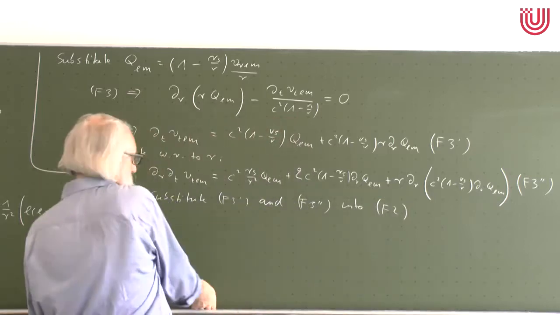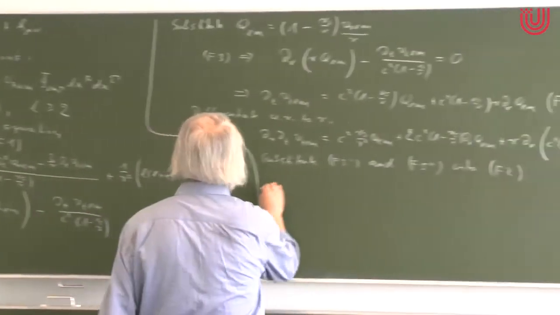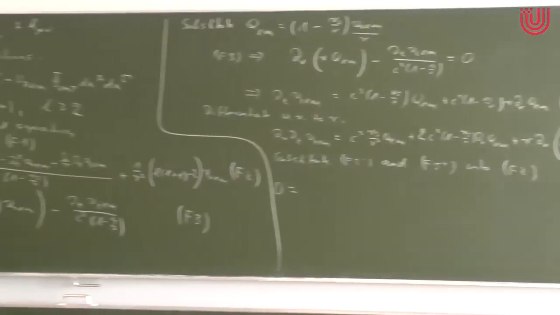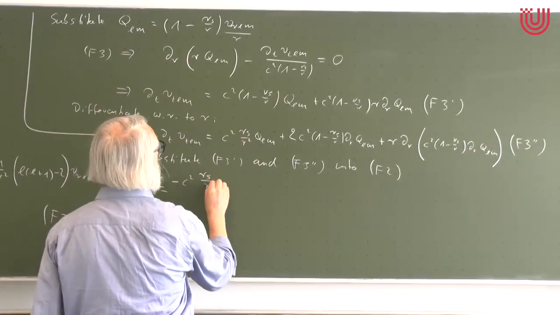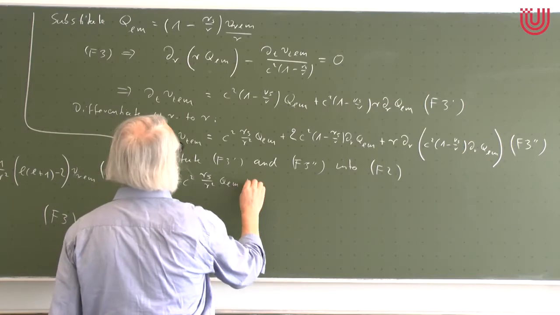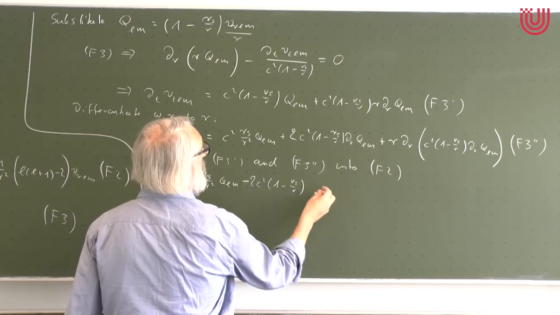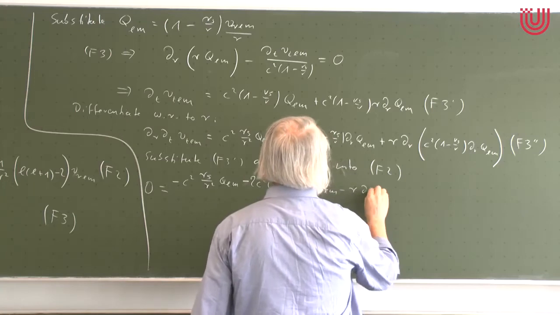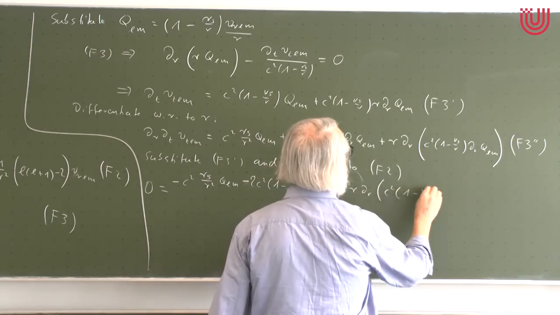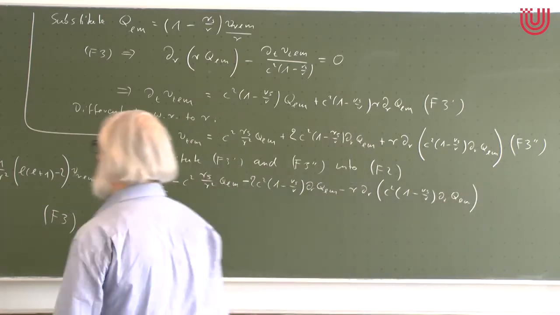And then let's keep fingers crossed that I get the equations I want to get. So where is F2? Here's F2. So I have 0 is minus this mixed derivative, which I've just calculated. So this is minus c squared rs over r squared QLM. Oh, there's a minus. Minus 2c squared (1 minus rs over r) dr QLM minus r dr c squared (1 minus rs over r) dr QLM. Okay, that's the first term.